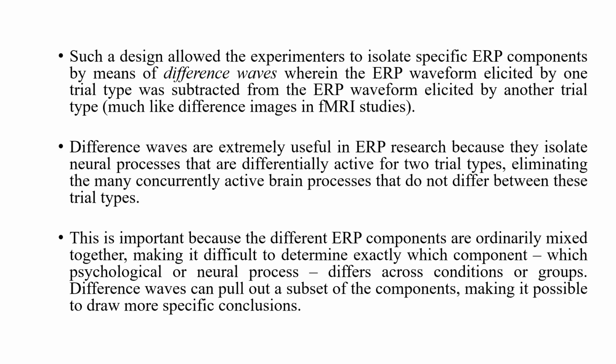It eliminates the many concurrently active brain processes that do not differ between these two trial types. Okay. Now, this is important because the different ERP components are ordinarily all mixed together, and it makes it difficult to determine exactly which psychological or neural process differs across these different conditions or groups. So, basically the difference waves can pull out a subset of components, making it possible to draw more specific conclusions.